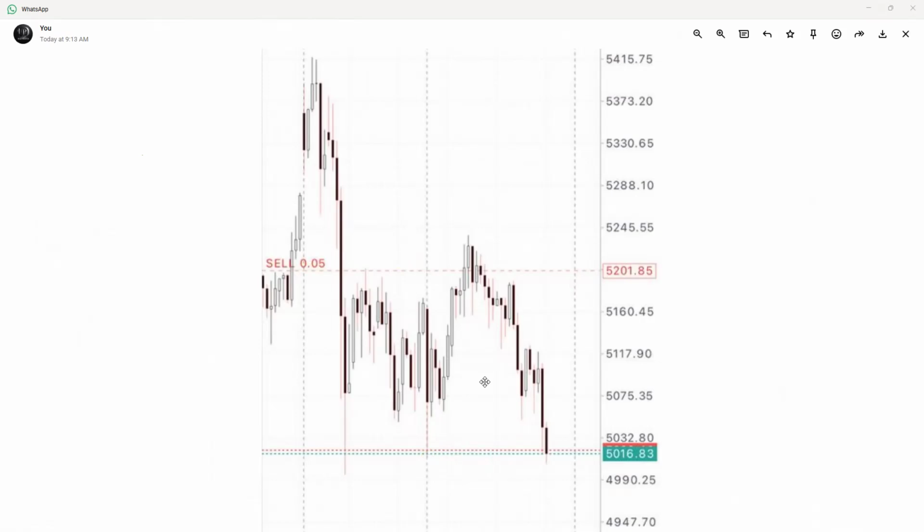So when you enter, you can target a liquidity area. If it is sell side liquidity, you can target buy side liquidity, and vice versa is true.